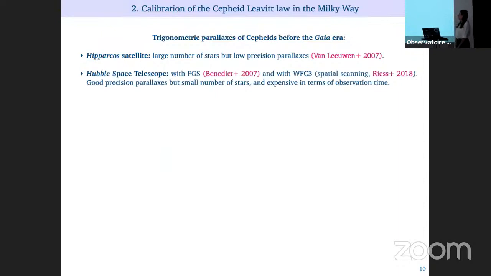Before the Gaia mission, we could measure trigonometric parallaxes, first with Hipparcos. Hipparcos provided a large number of parallaxes for Cepheids, but they were of quite low precision. But later, with the Hubble Space Telescope, it was possible to measure first with the fine guidance sensor and then with the Wide Field Camera 3 Cepheid parallaxes with a better precision, but only for a small number of Cepheids, because it was quite expensive in terms of observation time.